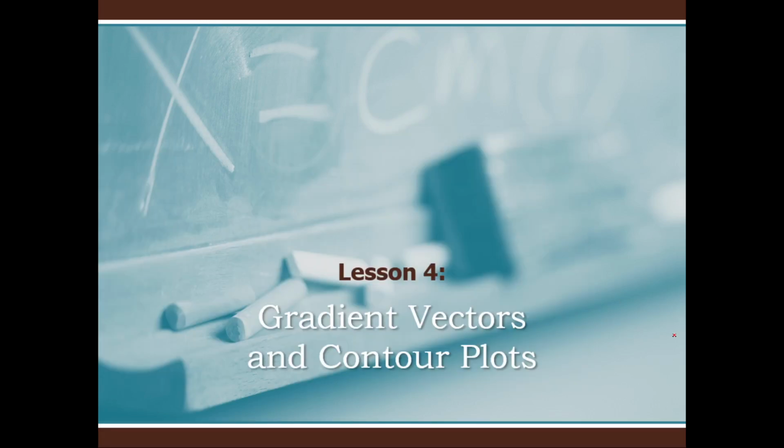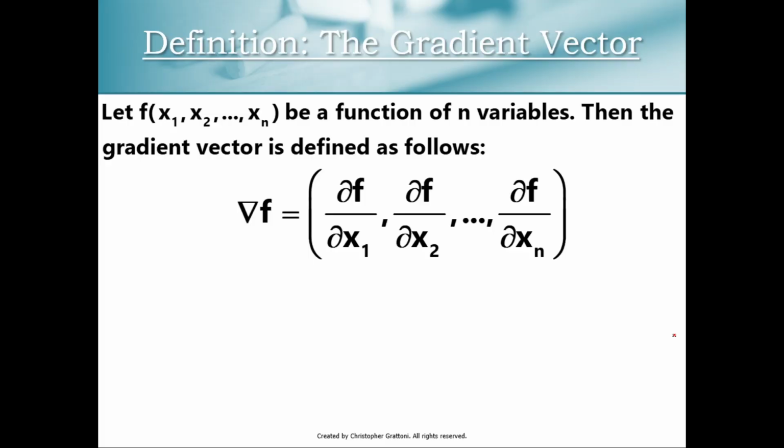In this video I'm going to talk about gradient vectors and contour plots. So we define the gradient of a function f to be df dx1, comma df dx2, all the way up to df dxn, where f is a function of n variables.